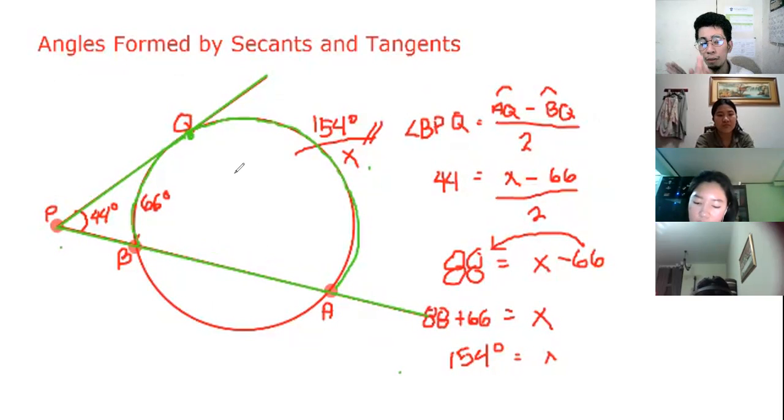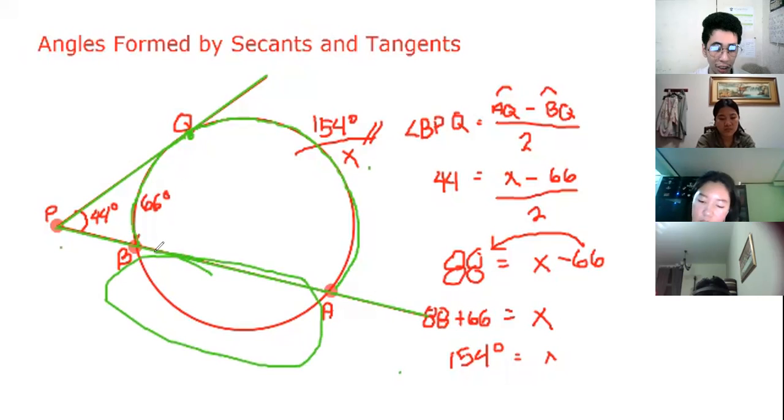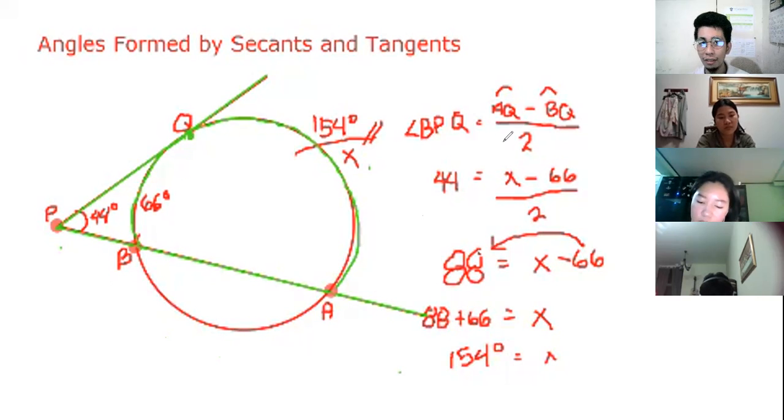Kasi yun lang yung sakop ng buka ng kanyang vertex. Okay? Ng angle niya. Yun lang yung pagsusubtract natin. Wala na tayong pakialam dito sa arc na ito kasi hindi naman siya sakop. Okay? Naintindihan natin?